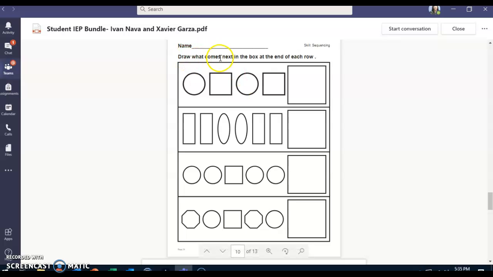Draw what comes next in the box at the end of each row. So we have a circle, square, circle, square. So what do we have next here, boys? A circle.